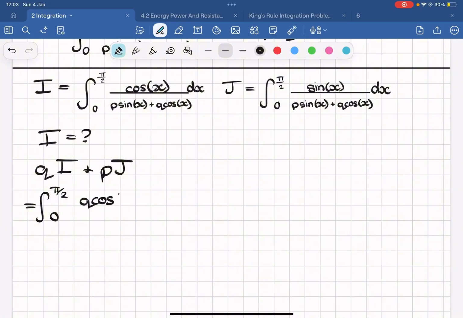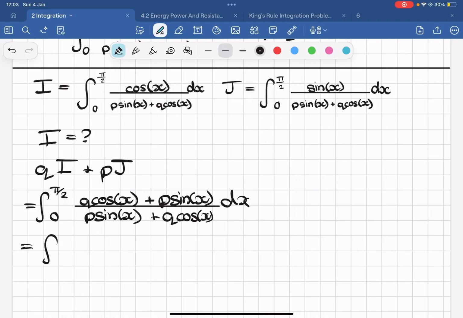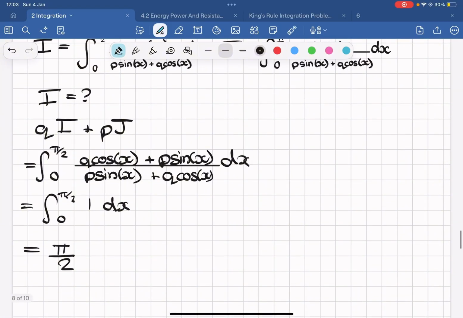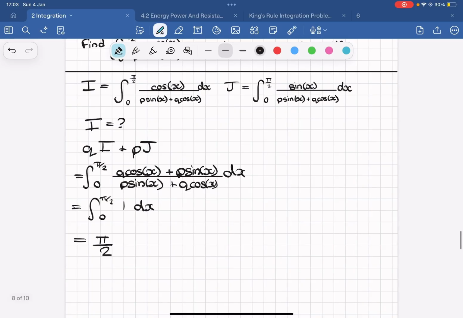we have q cos x plus p sin x all over p sin x plus q cos x. Now this is nice because again we cancel down to 1. And if we skip a step and evaluate this, this is simply just pi over 2. 1 integrates to give us x, and x from 0 to pi over 2 has an area of pi over 2.